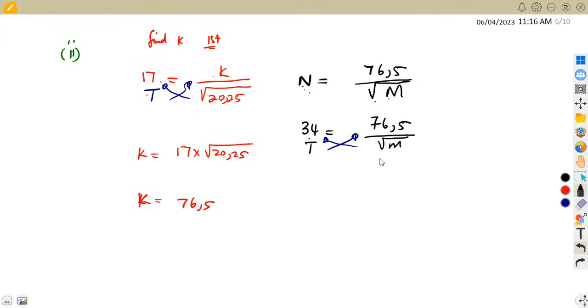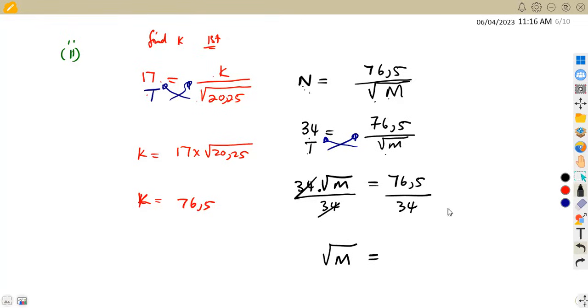So that is 34 times the square root of M is equal to 1 times 76,5. Since we are multiplying the square root of M by 34, we can divide by 34 both sides, meaning the square root of M is going to give us 76,5 over 34, which you can simplify, or you can leave it like that. But if you simplify, this will be 2,25. Remember, we are supposed to calculate M, not the square root of M.